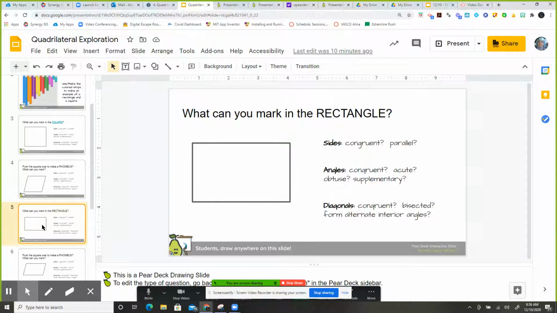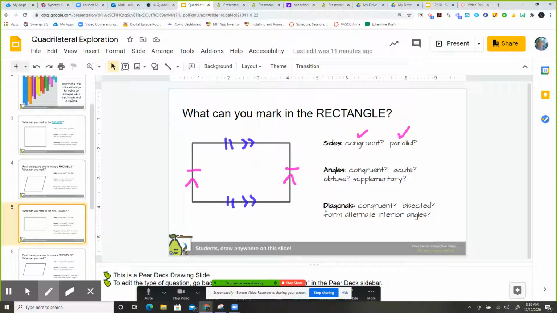So once you build your rectangle, you've got two short sides that are congruent. Are they also parallel? Yes. They are. And I mark parallel with arrows. So they're congruent and they're parallel. And then I've got another pair of sides that are a little bit longer and they are congruent and parallel.